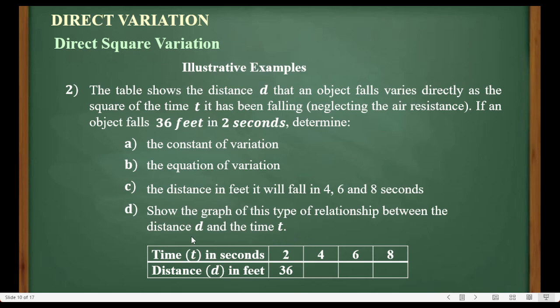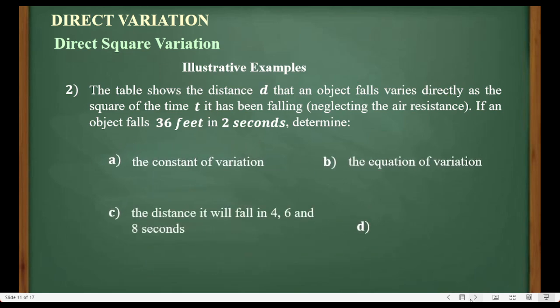So we prepared a table of values. The first row of values is represented by the time t in seconds, and the second row of values is represented by d in feet. After 2 seconds, the object has already fallen 36 feet. After 4 seconds, the object has been falling by how many feet?